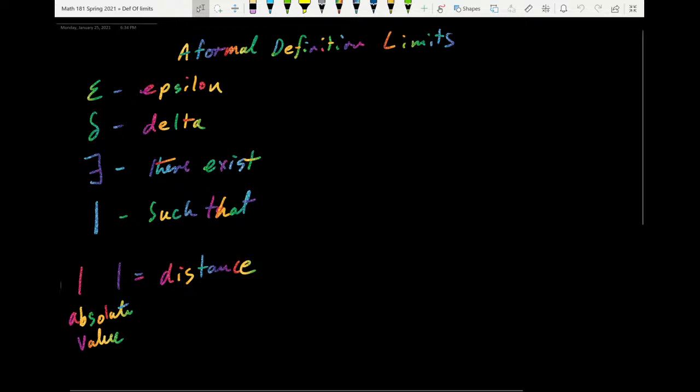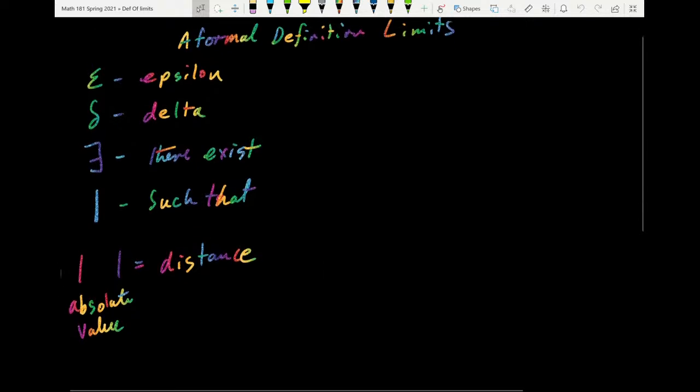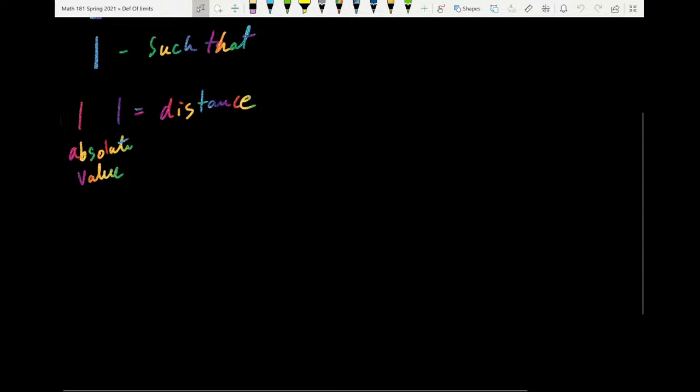We are going to do the formal definitions of limit. Last class I covered epsilon, delta, there exists such that, distance, those simple definitions. Today I'm just going to go straight to the definition.